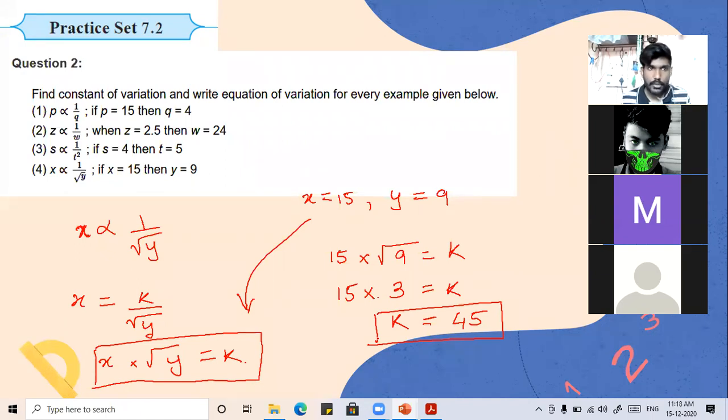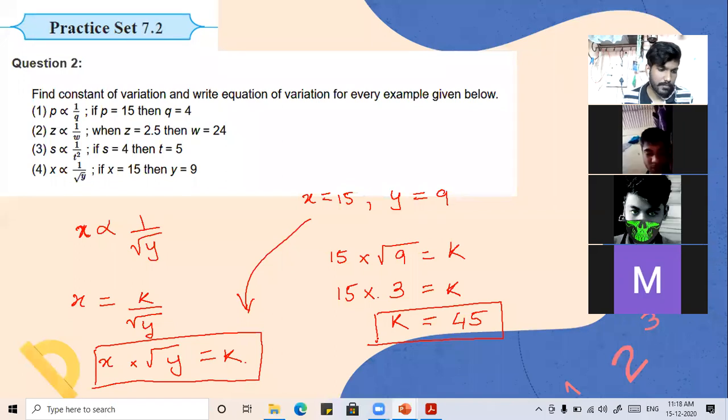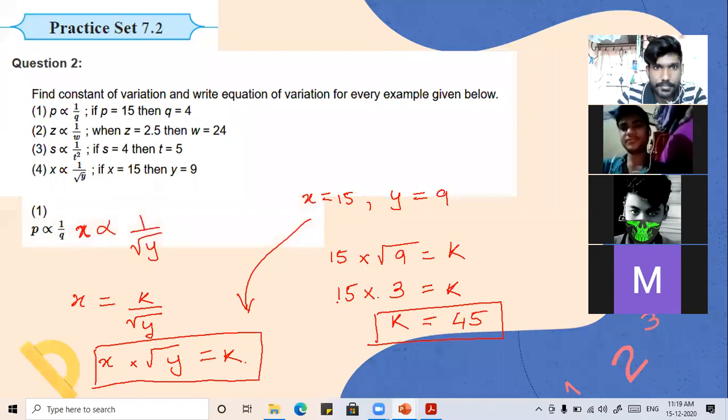In a similar way, you can do the first 3 sums, Ashutosh. Yes, sir. Thank you. Okay. Now let us move on to the third sum of this exercise.